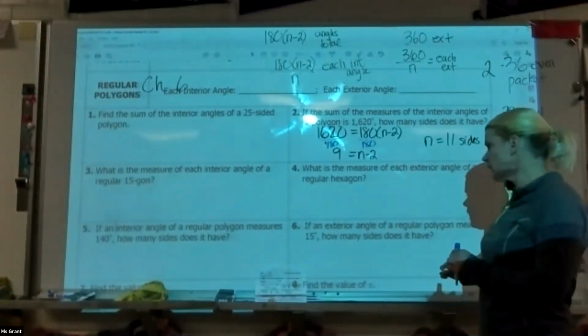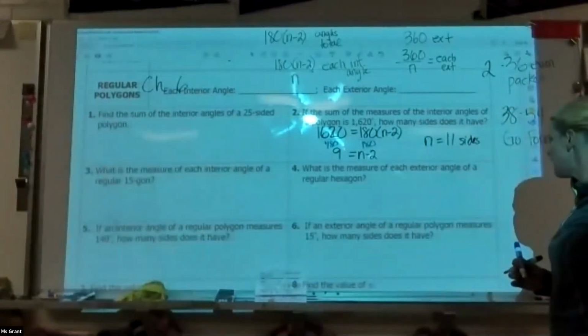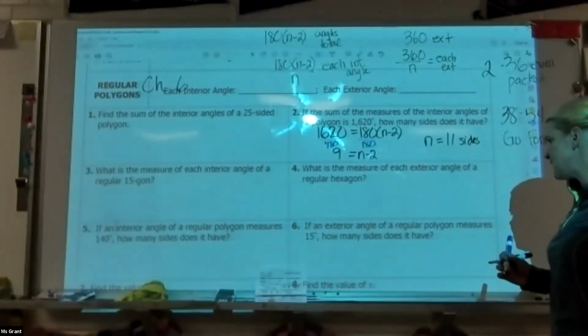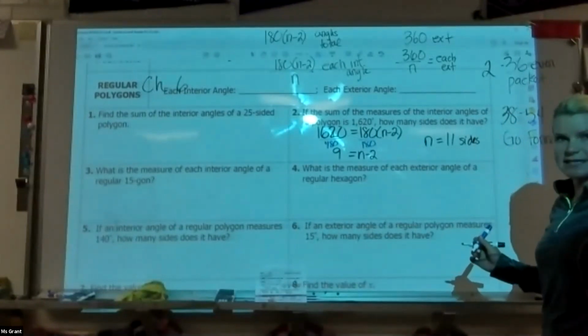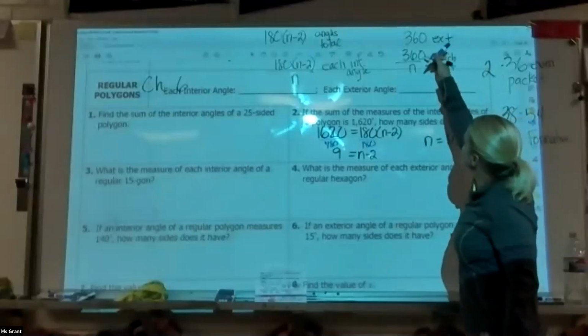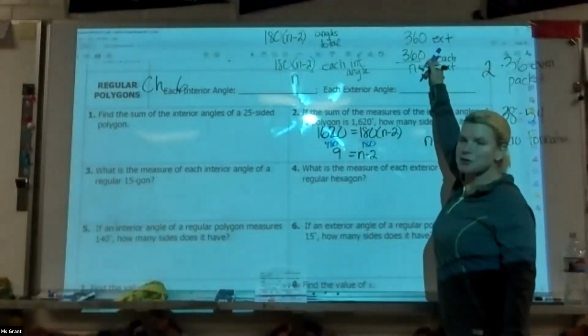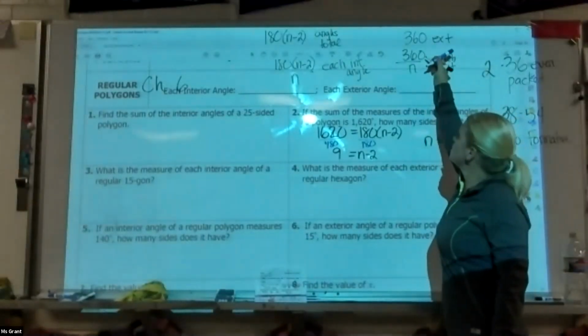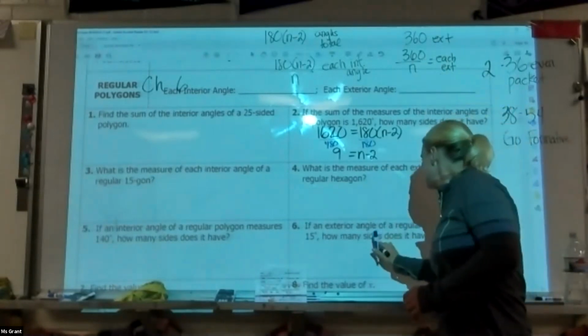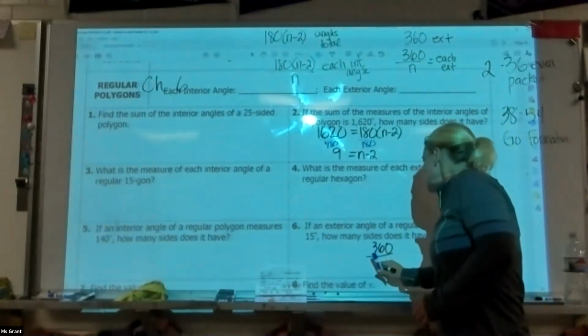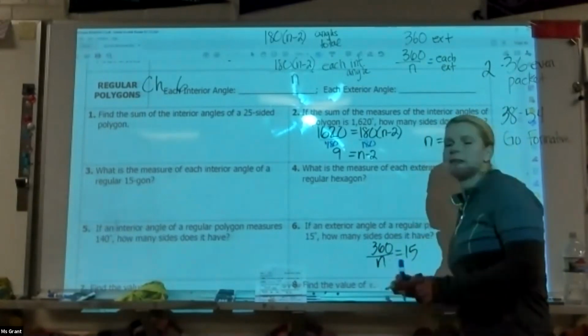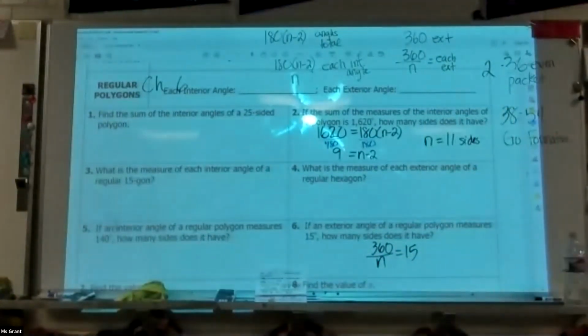6. If an exterior angle of a regular polygon measures 15, that means that each exterior is 15. Look up here. Each exterior, I don't know how many sides though. So I'm going to do 360 divided by n equals 15. And then you solve for that. Okay, you all need a calculator handy, ready to go.